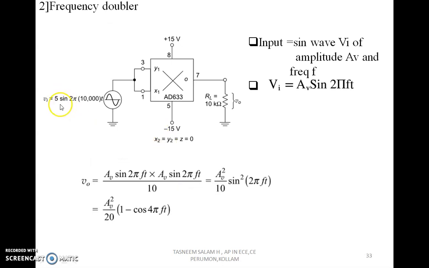Here we can see 5 sine 2 pi 10k t. That is, Vi is equal to Av sine 2 pi ft. So Vo is equal to Av sine 2 pi ft squared by 10. That is Av square by 10 into sine square 2 pi ft. We know that sine square A is equal to 1 by 2 into 1 minus cos 2A, and that is applied here. Here, it is Av square by 20 into 1 minus cos 4 pi ft.